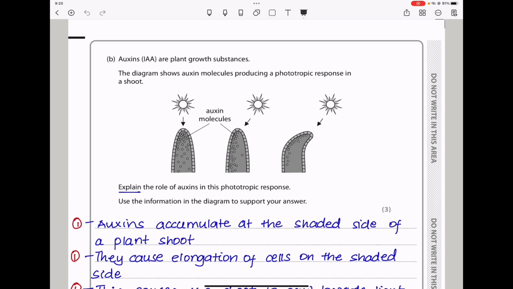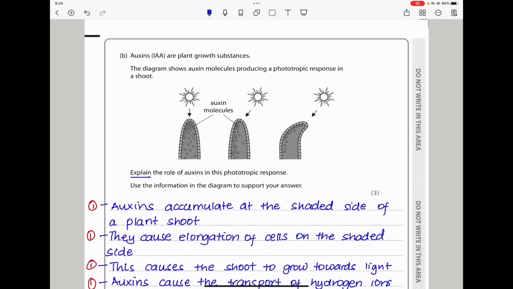Auxins like IAA or indole acetic acid are plant growth substances. The diagram shows auxin molecules producing a phototropic response in a shoot. So here they say, explain the role of auxins in this phototropic response and use the information in the diagram to support your answer.